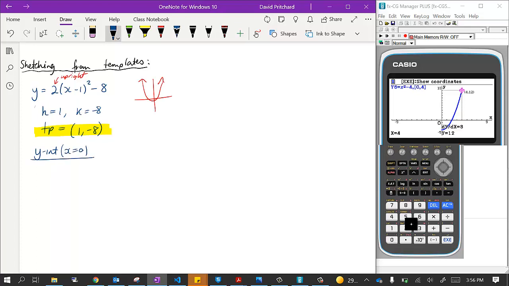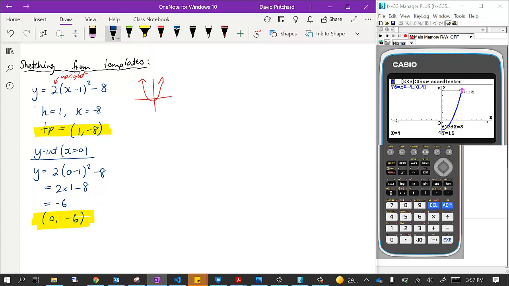So if we sub that in, y is equal to 2(0 - 1)² - 8. So 2 times negative 1 squared is just 1, minus 8, we end up with negative 6. So our y-intercept is (0, -6). So now we've got a second critical point for sketching.